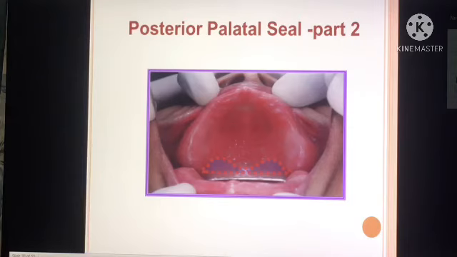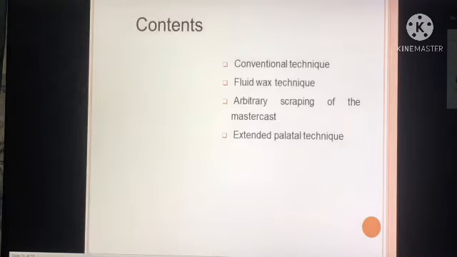In this session, I'll be continuing with our previous topic, that is posterior palatal seal. So in our previous video, we have discussed the definition, the functions, classification, the anatomic and physiological considerations, the classification of soft palate, etc. So in this session, I'll be discussing the techniques that are used to mark the posterior palatal seal.